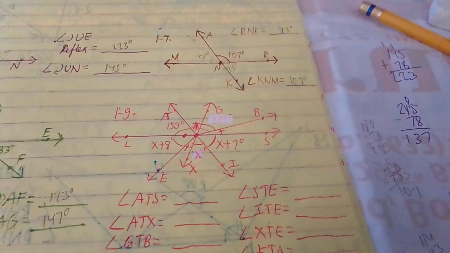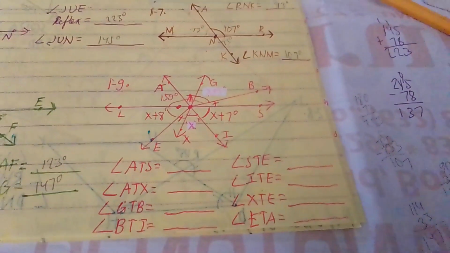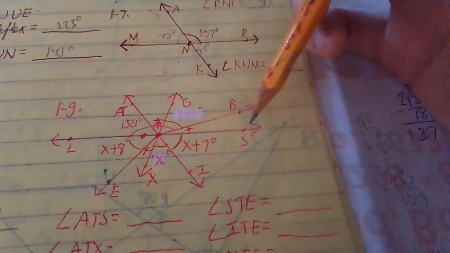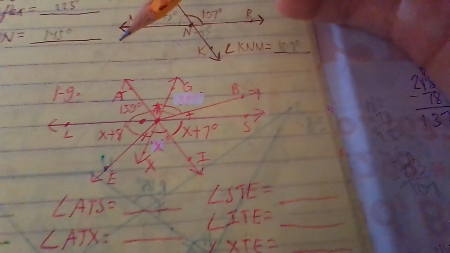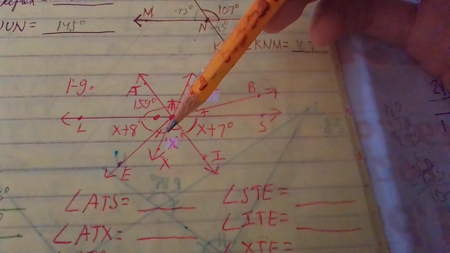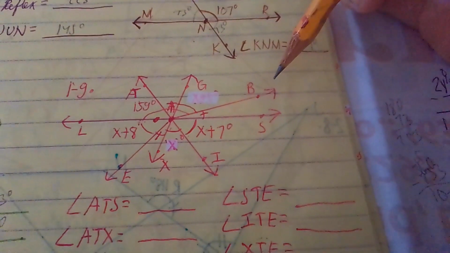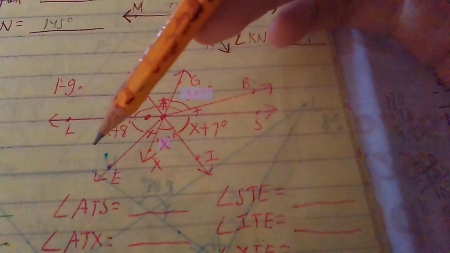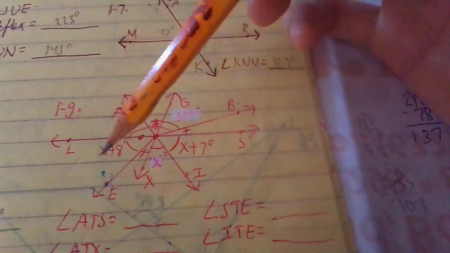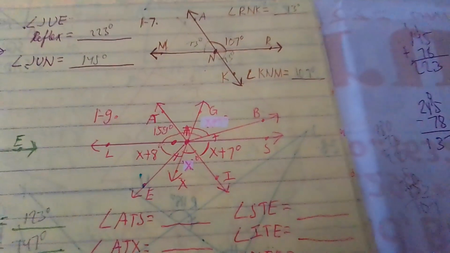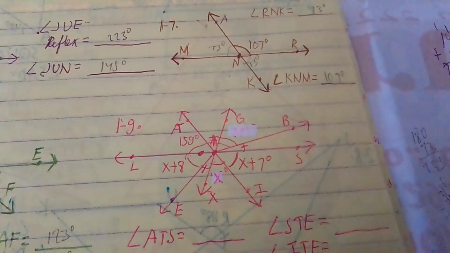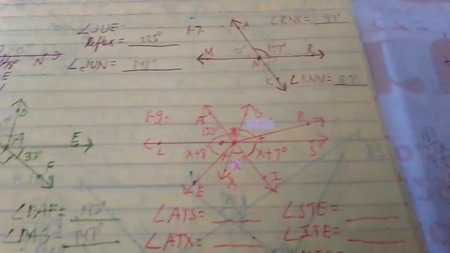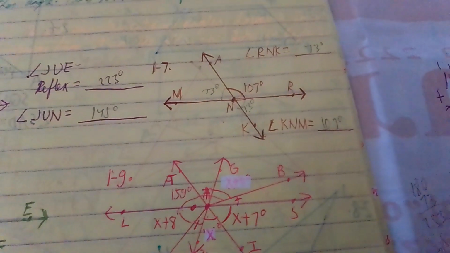So we have a lot of vertical angles to solve, and we must get the measure of angle ATS, which is this one, ATX, and you need to do lots of tracing, and GTB, BTI, STE, ITE, XTE, and ETA. So here's how the problem goes. Alright? This is a very tricky problem to solve, but we can do this. But first, we need to determine the following.